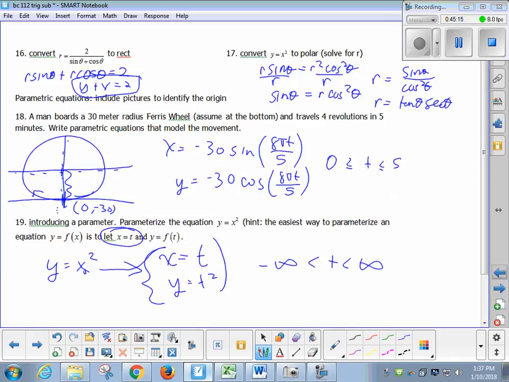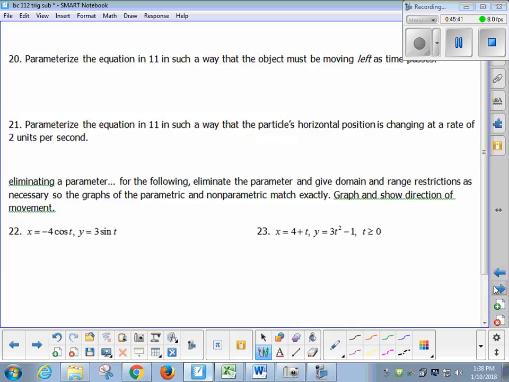Now, if I looked at this, as time goes on, time increases. Time always increases. As time increases, what does x do? It increases. So what direction is the movement? If x is increasing, I'm moving to the right. What if instead I wanted you to parameterize that equation but have it move left? Set x to -t.